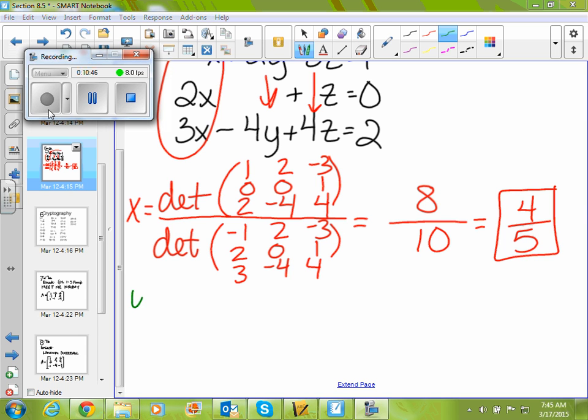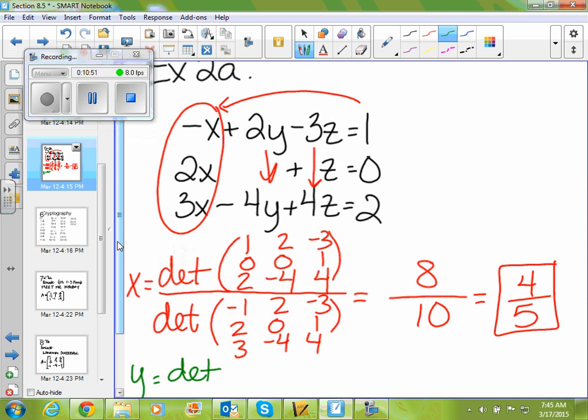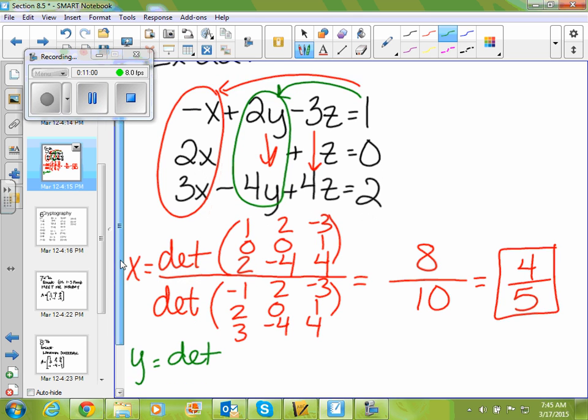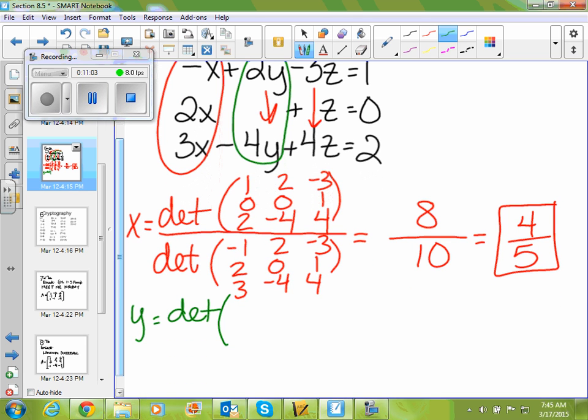Okay, if I want to do the same thing to find y, I take the determinant of my initial matrix, except instead of using this column, because that's my y column, I'm replacing that with my solutions. So I end up with the determinant of -1, 2, 3 down the row, then 1, 0, 2 down the column, and -3, 1, 4. The x's and the z's stay the same. The only thing that changes is the y's, and that gets replaced with your solution.